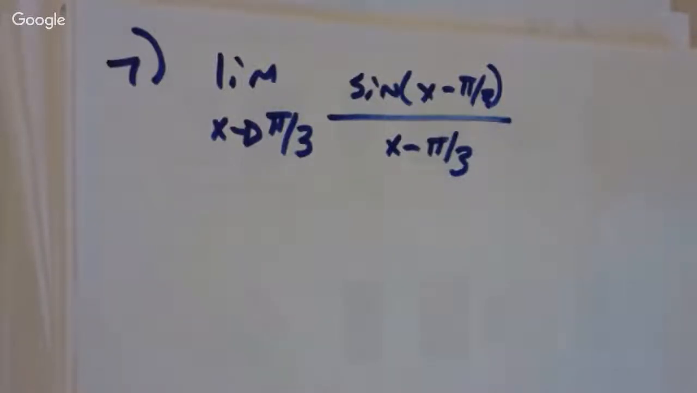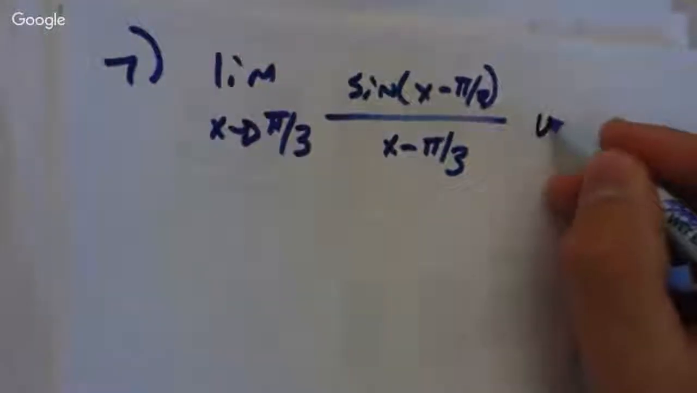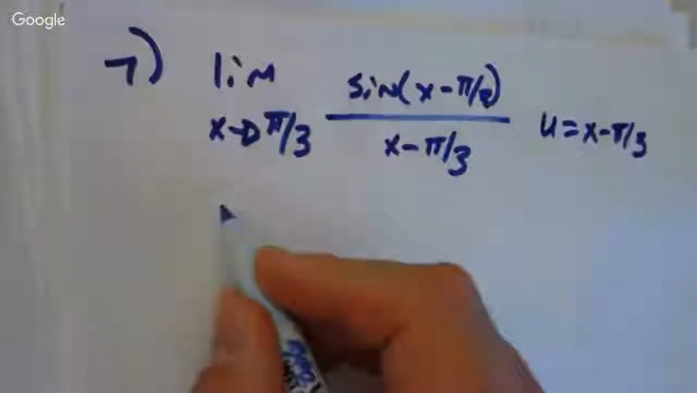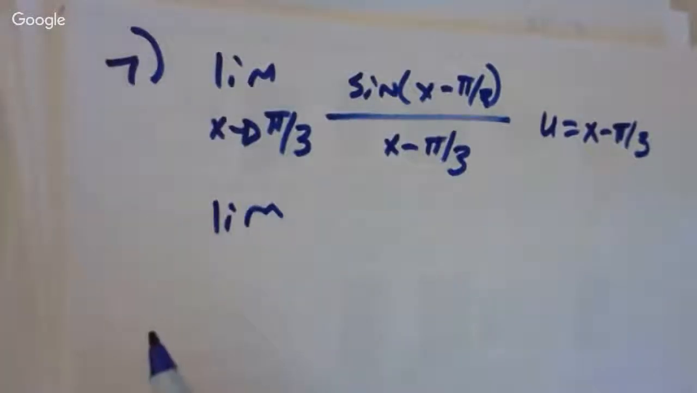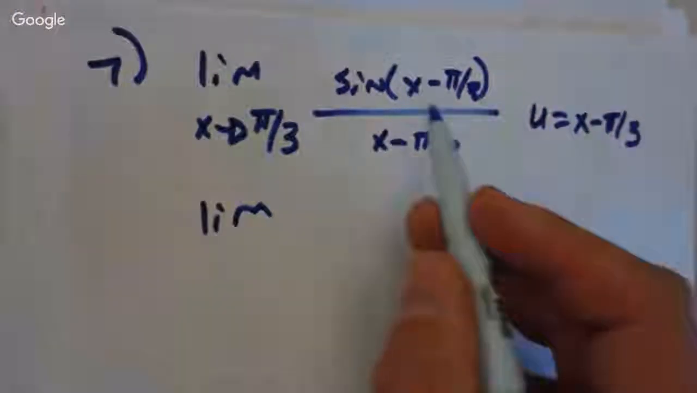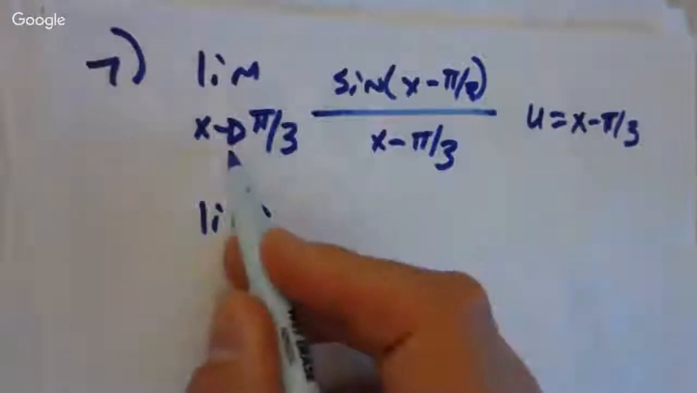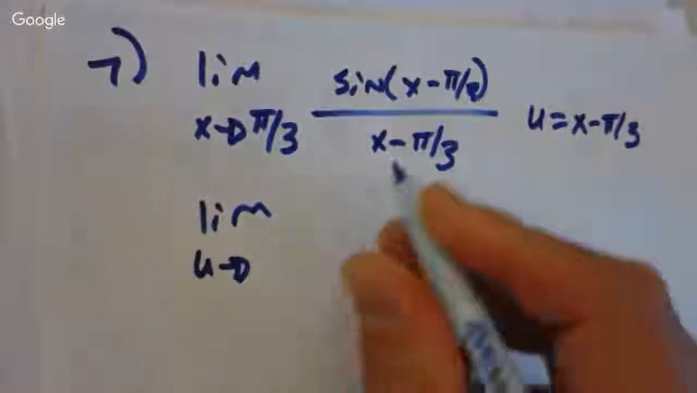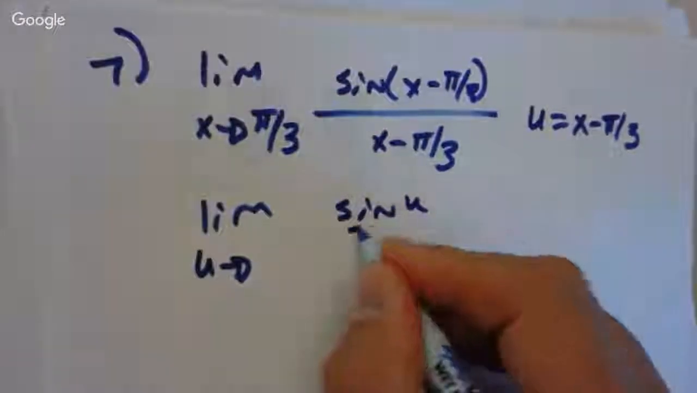Yes, Jared. Use a substitution like u equals x minus pi over 3. Let u equal x minus pi over 3. Now you have to be careful. You have to substitute this 3 times. 1, 2 are the easy 2, but you also have to ask what this is going to. So we've got the limit as u goes to something of sine u over u.